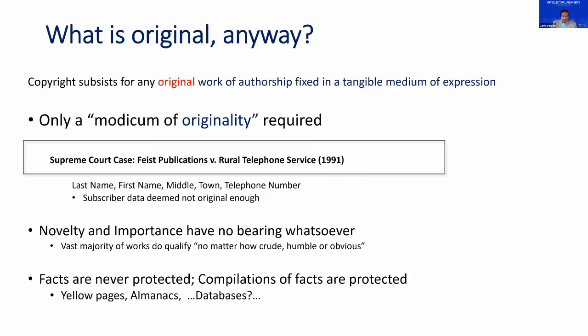All right, let's talk about originality. So we have works of authorship. Now we have to find out what is an original work. So the law is that only a modicum of originality is required. This comes out of the Feist case. The Feist case is a fun little story. I'll describe it quite briefly.